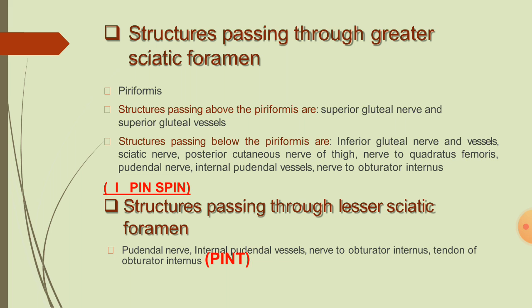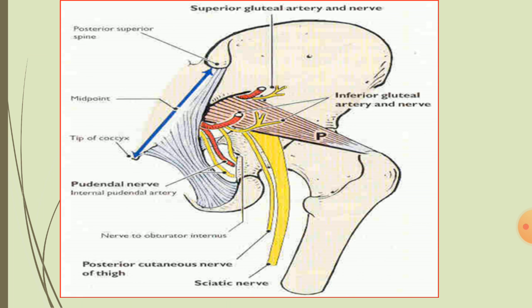Now the structures which are passing through the lesser sciatic foramen are pudendal nerve, internal pudendal vessels, nerve to obturator internus, and tendon of obturator internus. The mnemonic for these structures is pinned. These are the structures which are passing through greater and the lesser sciatic foramen.